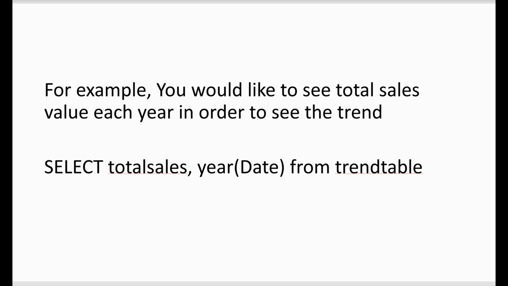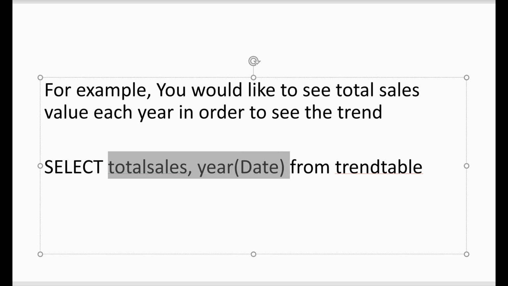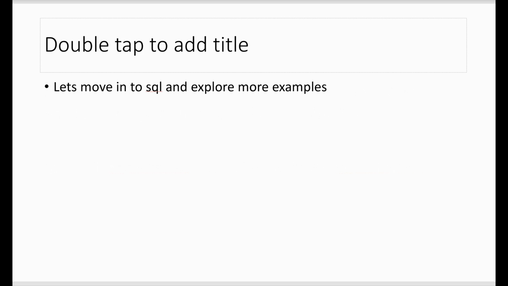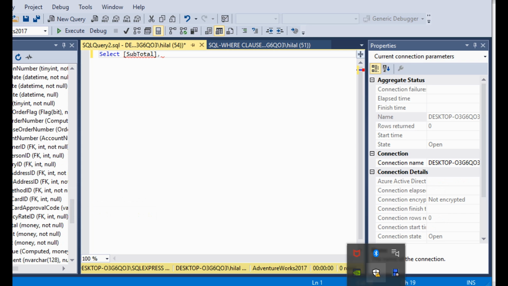For example, you would like to see the total sales value each year in order to see the trend. How are you going to build your query? Select total sales, year date from trend table. These are your columns, and this is your table. Let's move into SQL and explore.